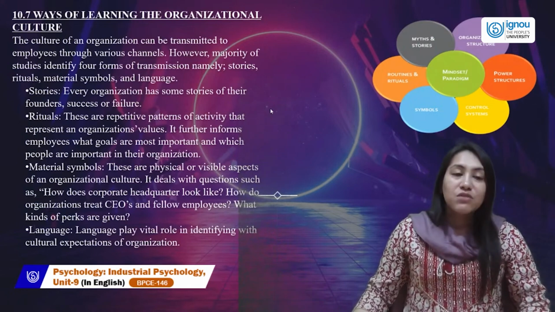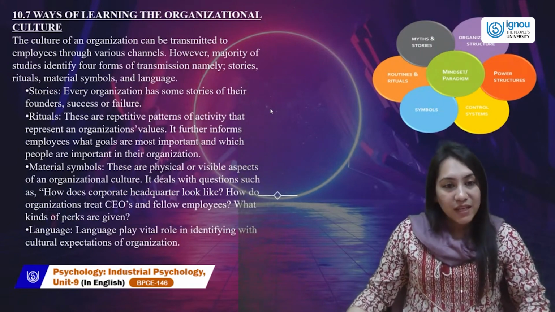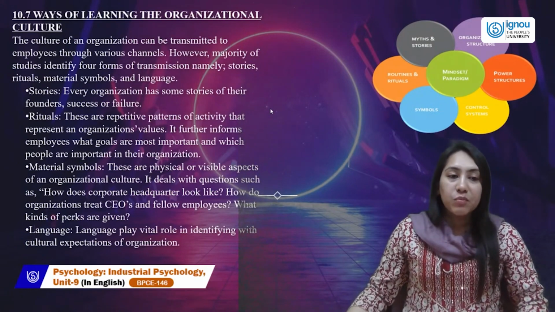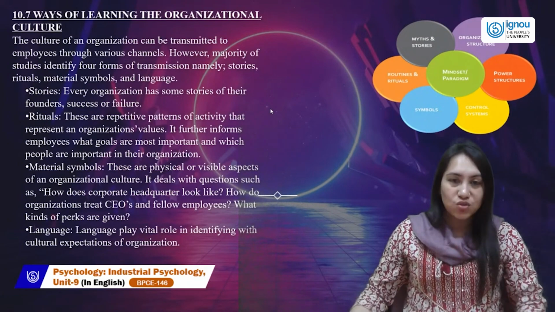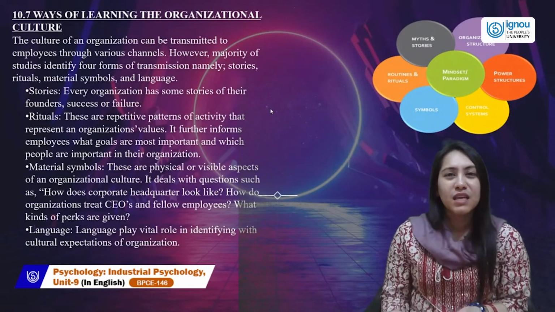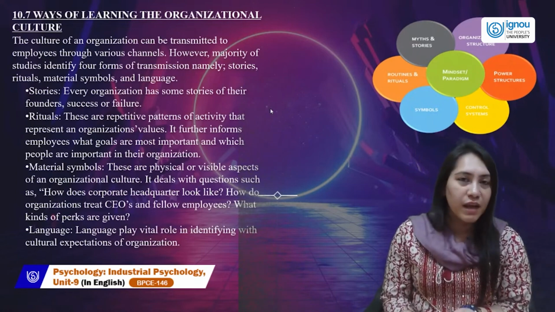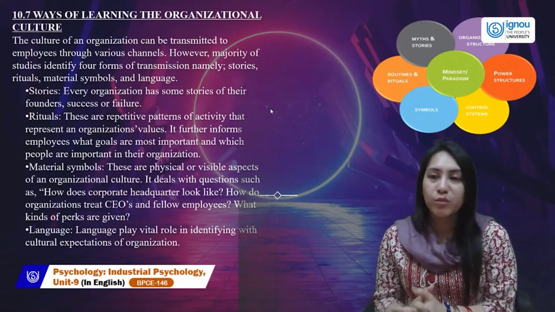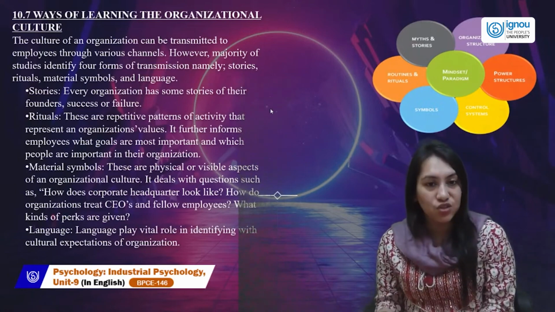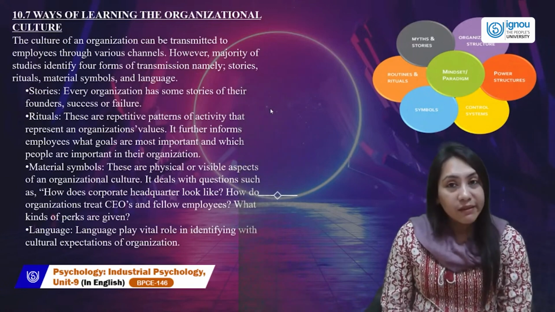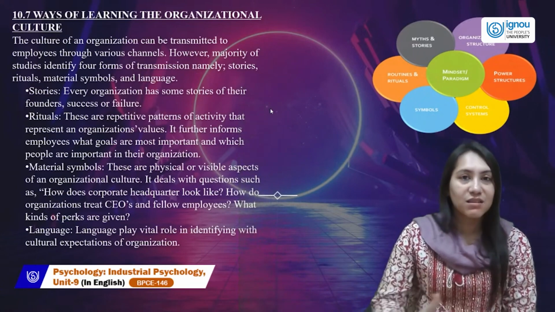Then there are rituals. Rituals are repeated patterns of activity that represent an organization's values. They further inform employees what goals are important, which people are important in their organization. So see, we will have these members as the CEO, then we have board members. After that, we'll have another head meeting. So these are some major patterns of activities, probably the major events in the organization, how they are happening, what all opportunities you will get yearly, like a pattern. So that's like a ritual.